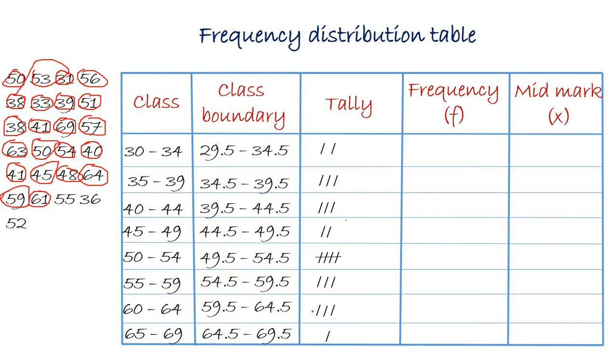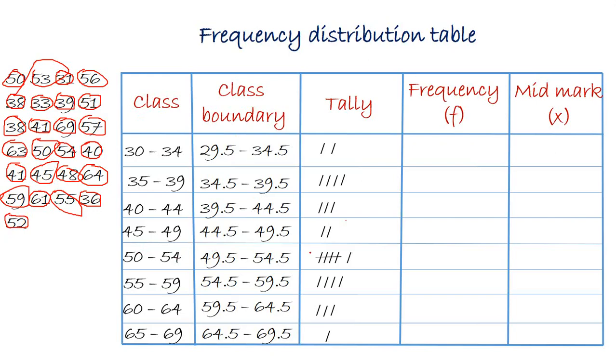And then the next is 55. 55 is in the class of 55 to 59. Here. Then the next is 38. 38 is in the class of 35 to 39. And then lastly, we have 52. And that 52 is in the class of 50 to 54. So we add that one.